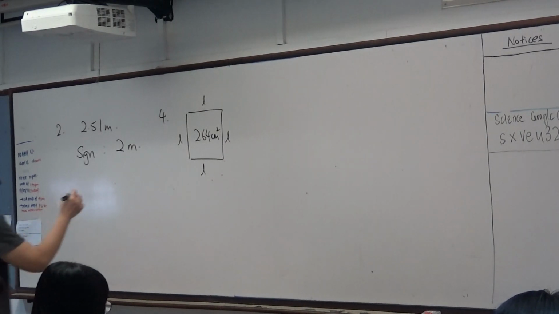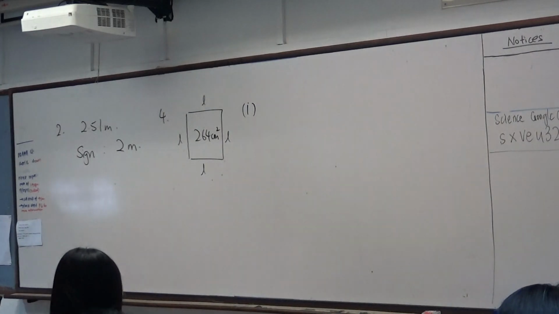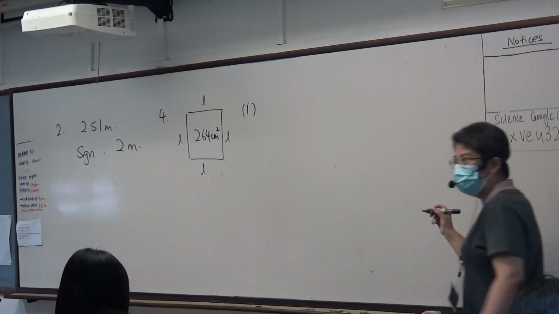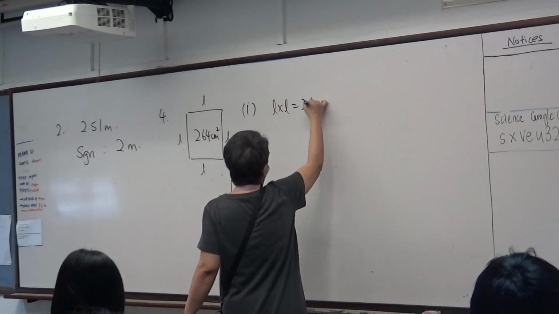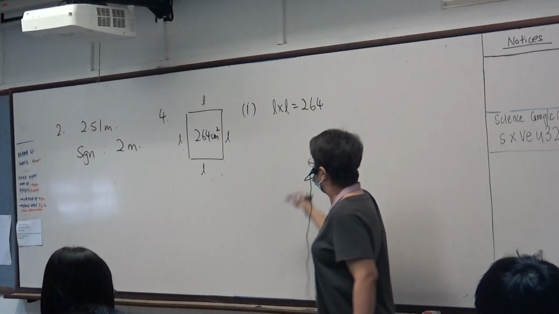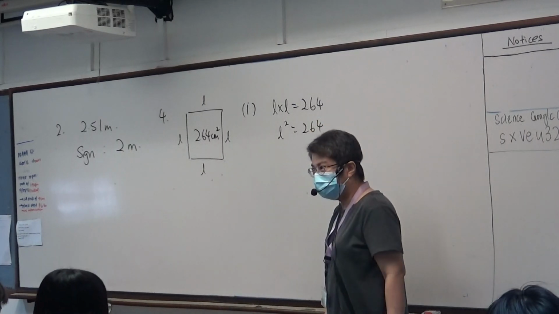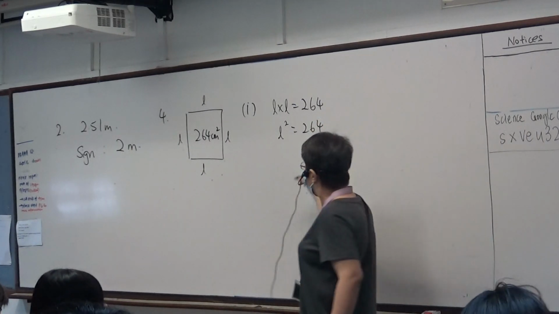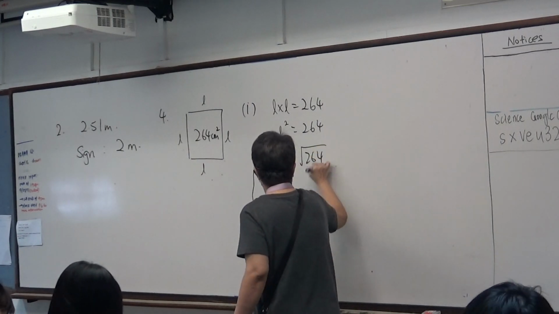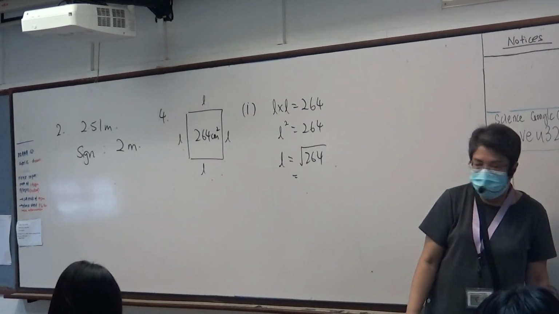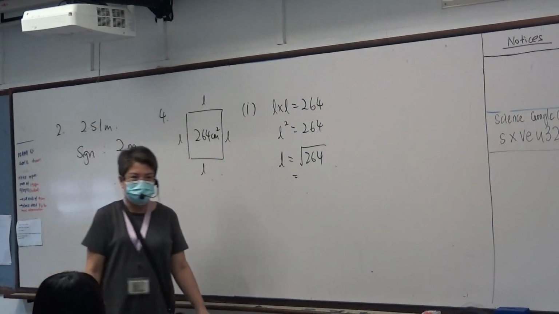Alright. Now let's look at part 1. The question says what? Find the length. Now, do you agree that L times L must be 264? That means L squared is 264, right? We did this before, right? So how do I get L? Square root of 264. Okay. All of you key in your calculator. What is the square root of 264?